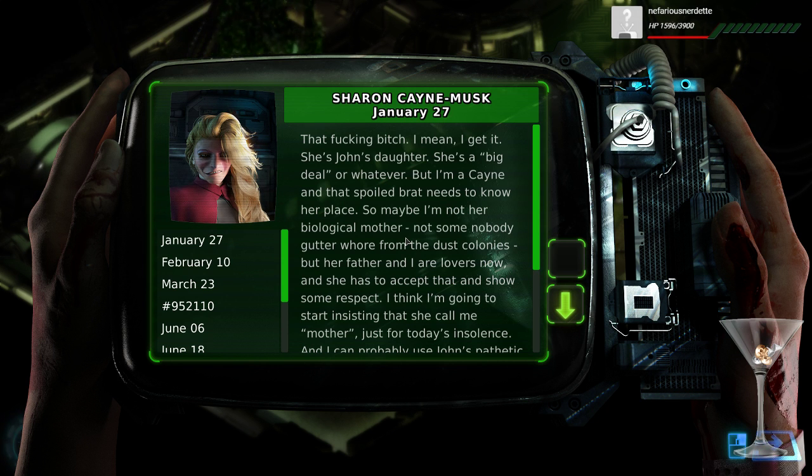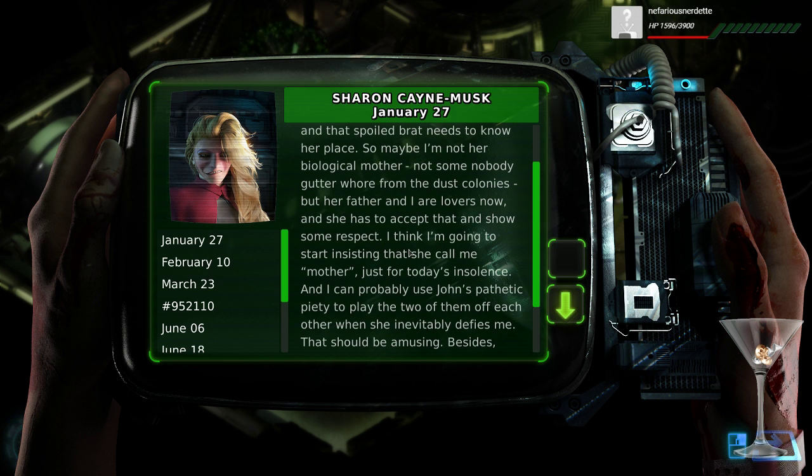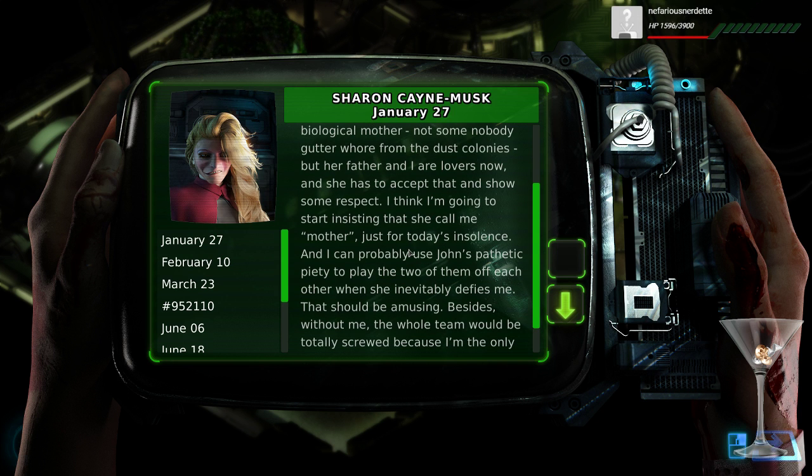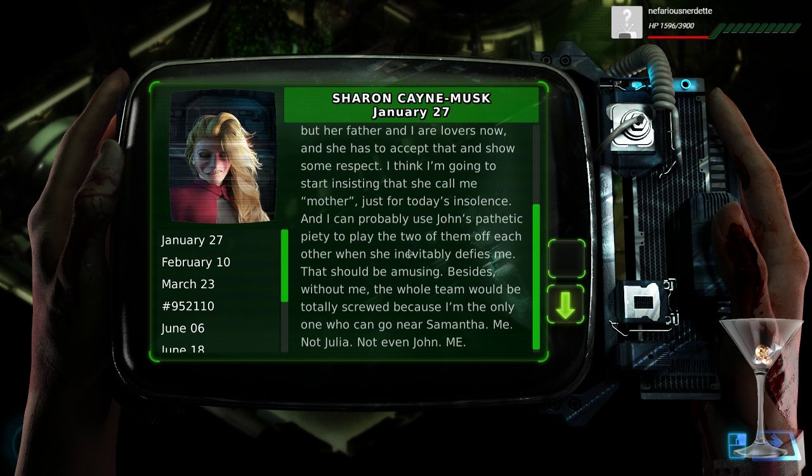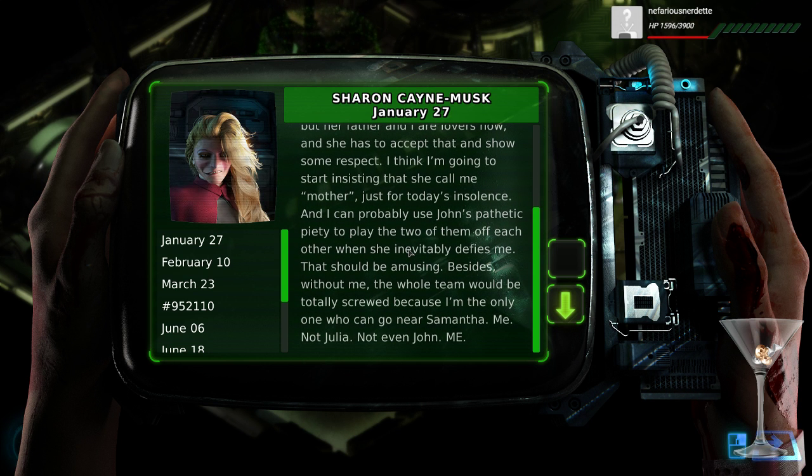Sharon Cayne Musk, January 27th. Well, she's a looker. She looks mentally sound. That fucking bitch. Oh, I'm sorry. That farting lint licker. I mean, I get it. She's John's daughter. She's a big deal or whatever. But I'm a Cayne, and that spoiled brat needs to know her place. So maybe I'm not her biological mother. Not some nobody gutter whore from the dust colonies. But her father and I are lovers now, and she has to accept that and show some respect. Be an adult robot. I think I'm going to start insisting that she call me mother, just for today's insolence. And I could probably use John's pathetic piety to play the two of them off each other when she inevitably defies me. That should be amusing. Besides, without me, the whole team would be totally screwed because I'm the only one who can go near Samantha. Me. Not Julia. Not even John. Me. Alright. Well.